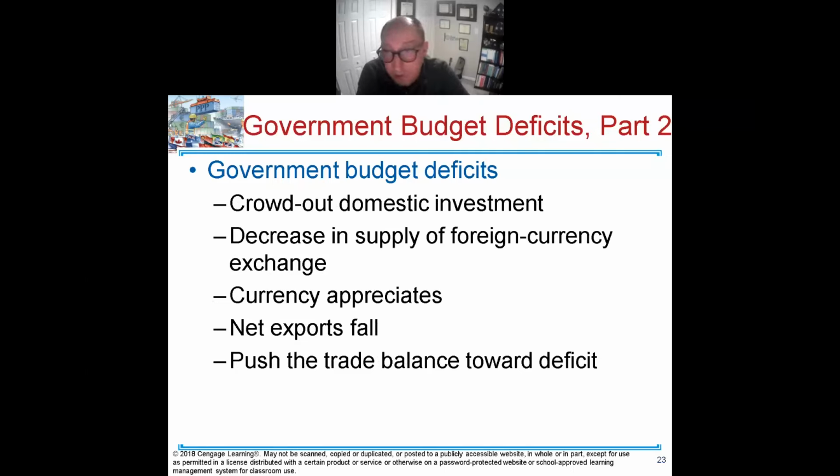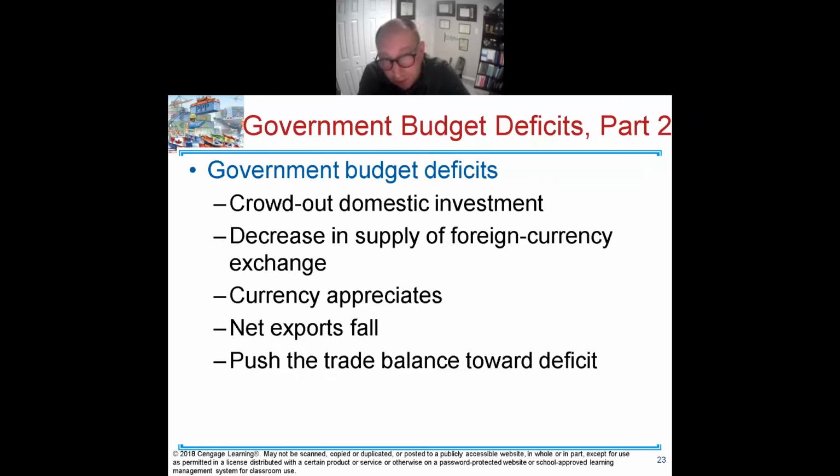The problem with government budget deficits is that it crowds out domestic investment. It's hard to invest in our infrastructure if we don't have the money to do it, because we're busy spending money in other areas that we shouldn't be. And very simple.